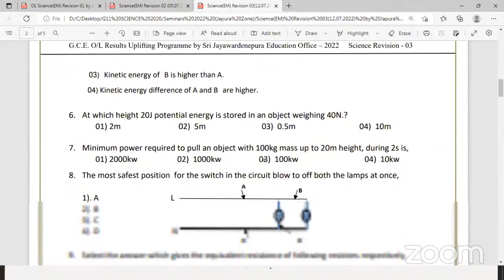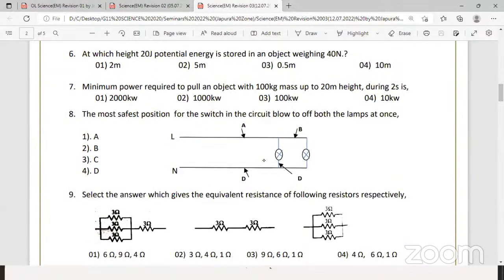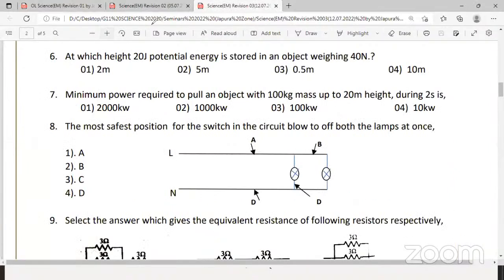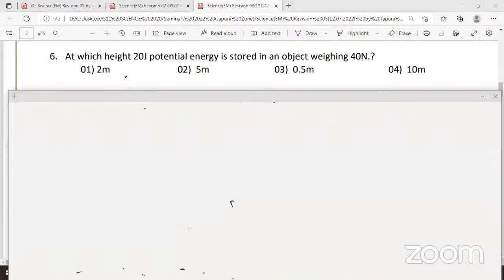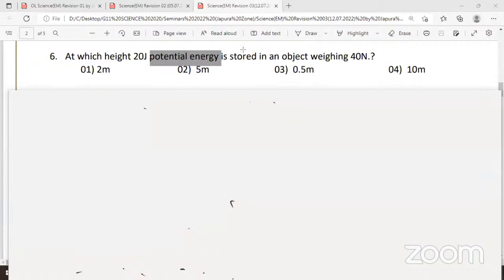Next, question number 6. At which height is 20 joules of potential energy stored in an object of weight 40 Newton? This is a good question. Look at the screen. When you see the words potential energy, the equation should come to your head. What is the equation for potential energy? PE, potential energy, is equal to mgh.